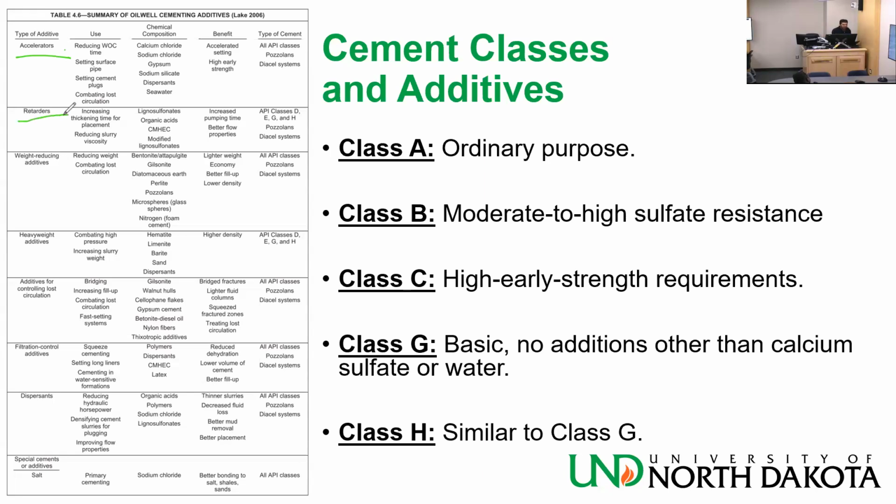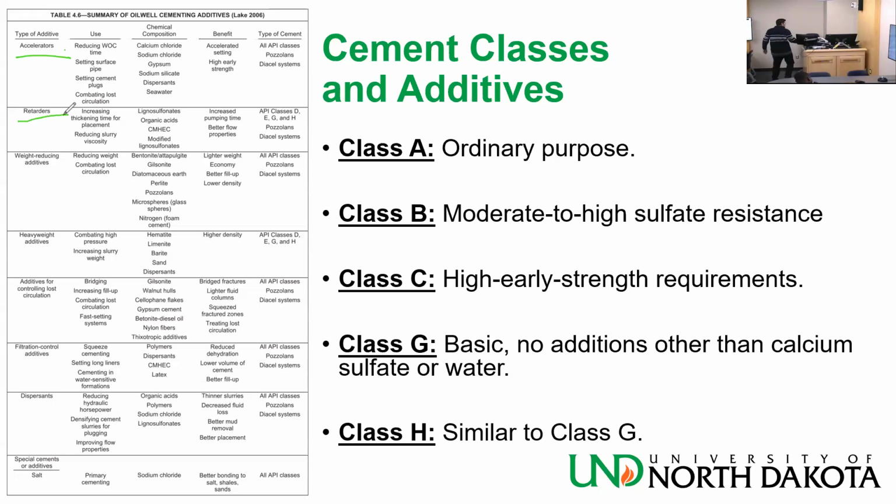Retarder is the opposite, okay? It increases thickening time, takes longer, and it also reduces the slurry viscosity. Now, if you reduce the slurry viscosity, you get added benefit. It can flow easier through narrow pathways and stuff like that. Typical kind is lignosulfonate, which is used in the mud to reduce viscosity in the mud as well. Organic acid, CMHEC, we did that in the first class. And you basically increase the pumping time and allow easier flow.